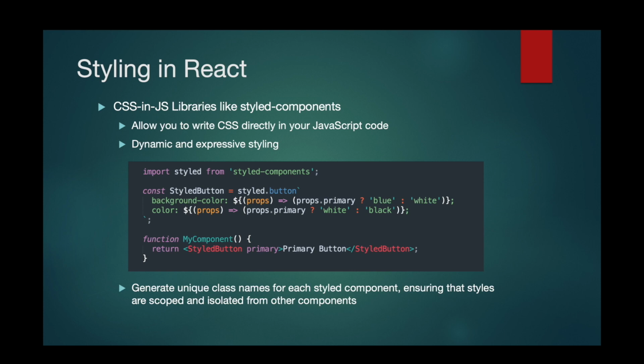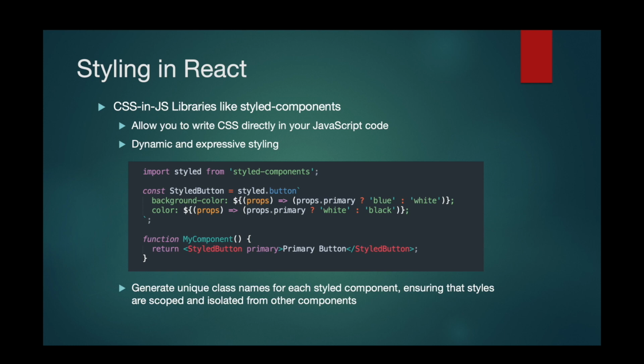If you see here, we have our import styled from styled-components. Then we create a constant StyledButton, and this is the StyledButton background color. We provide some props to it, and then color we provide some props to that. Now inside your function, you create the StyledButton and you set it as primary, and based on the style it will accordingly style the button. Styled-components generate unique class names for each styled component, ensuring that styles are scoped and isolated from other components.